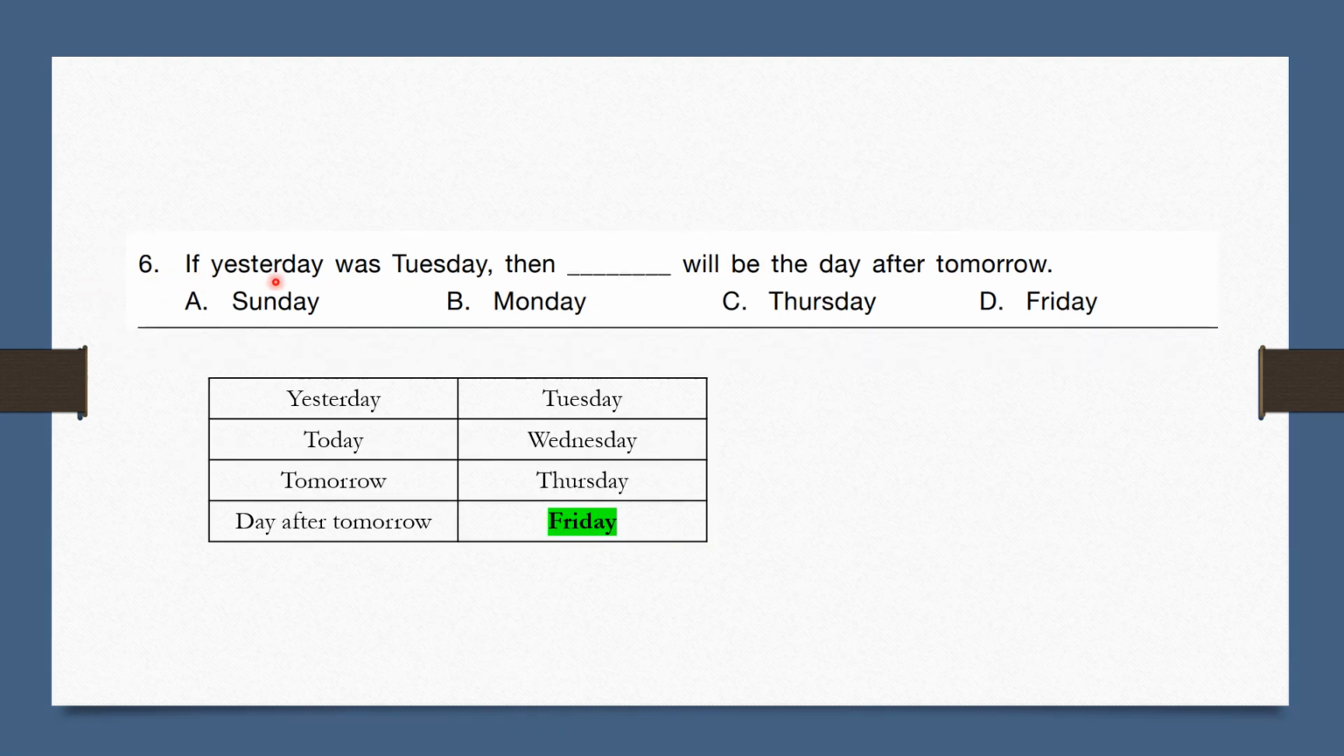Question number 6. If yesterday was Tuesday, then blank will be day after tomorrow. So it is given yesterday was Tuesday. So what is today? Today is Wednesday. Then what will be tomorrow? It will be Thursday, and day after tomorrow it will be Friday. So our answer is option D, Friday.